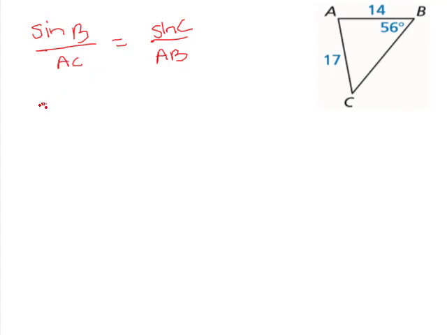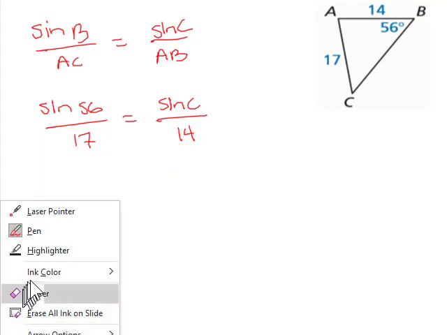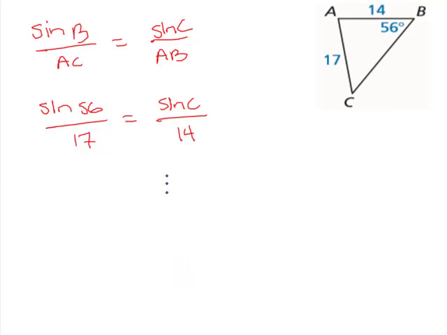Let's substitute the values. So B is actually 56 degrees, AC is actually 17, and C, we don't know the measure of angle C, so we write the sine of C, and AB we know, which is 14. So now all we have to do is cross multiply. So when we cross multiply, we're going to end up with 14 times the sine of 56 degrees is equal to 17 times the sine of C.